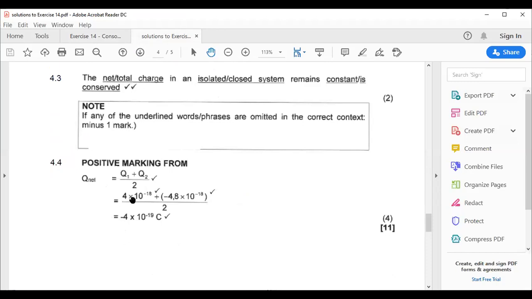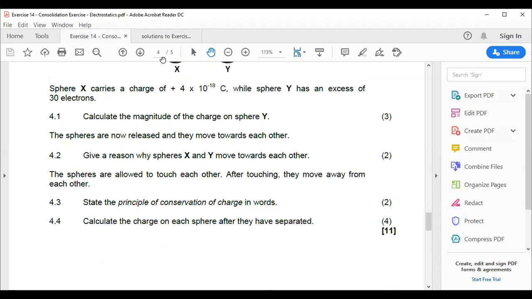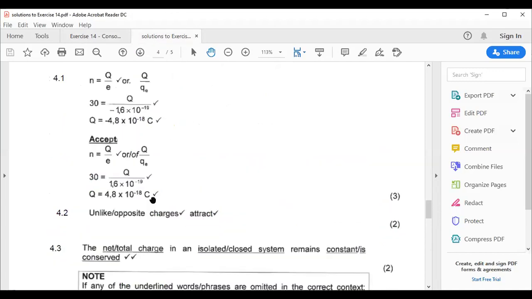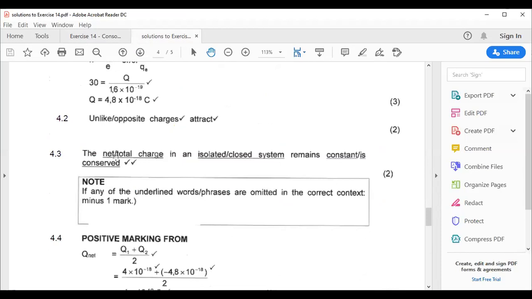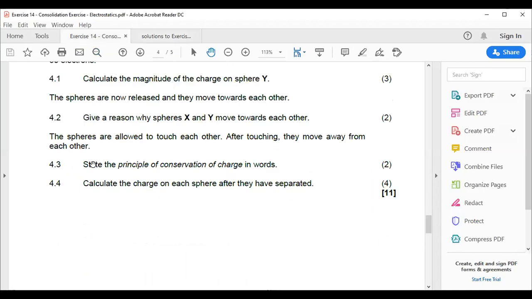For P, was it X and Y? Right, it was X and Y. So you use that, then you add the 2. After adding, you divide by 2, then your answer becomes -4 times 10 to the power -19 coulombs. That becomes the solution for 4.4. Right, move on to the next one.